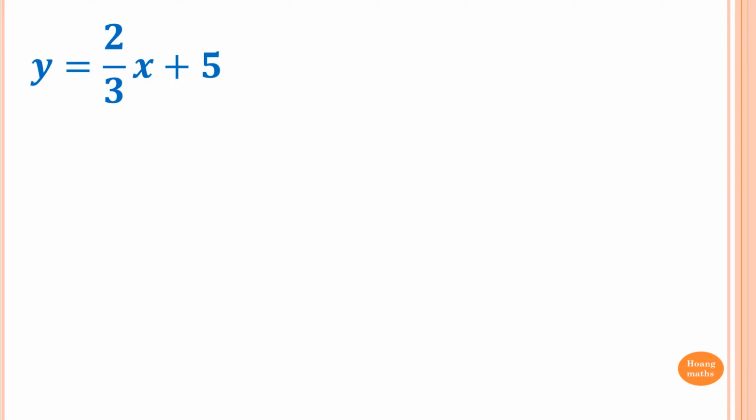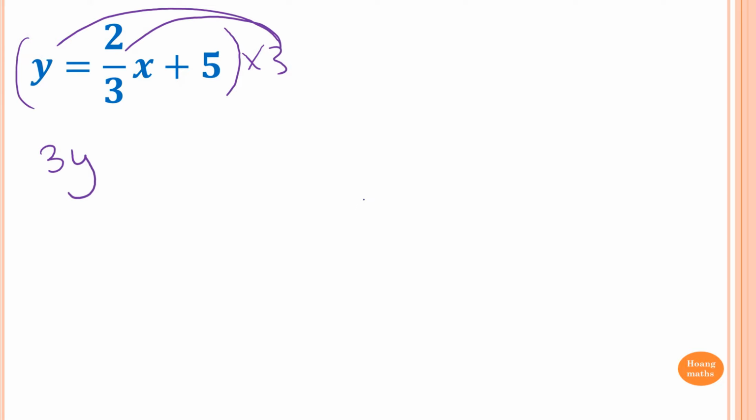Now, this one here, same process. I just get rid of 3 first, because 3 is down at the bottom, so I times by 3. There you go. 3 times y is 3y. 3 times 2/3, so 2 over 3 times 3, cancels out, so left with 2. 2 times x is 2x. So just write 2x, see? And then 3 times 5 is 15. So just write 15 down.